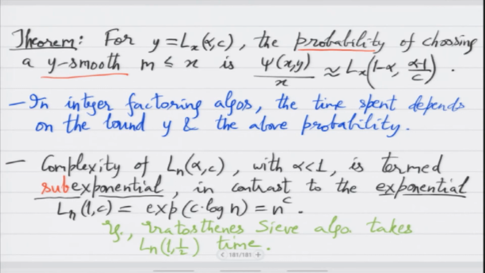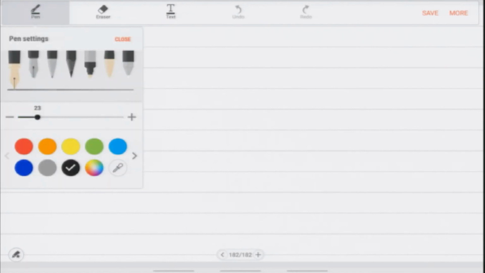Okay, so we are up against that. L_n(1, 1/2) is kind of the trivial algorithm to factor n, that we want to reduce to L_n(alpha, c), where alpha is less than 1. Okay, so much for the L function and smooth numbers. Now let us look at some concrete factoring algorithms. We'll start with an easy one, but they are still better than Eratosthenes sieve, better than the brute force.